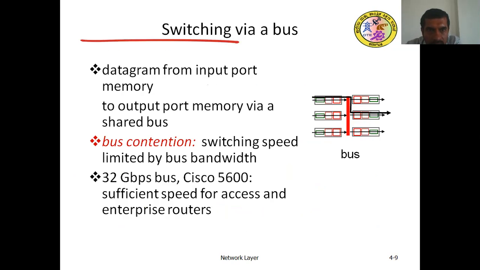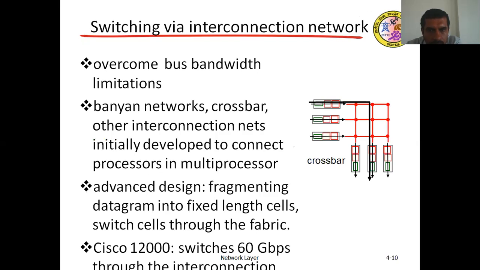Switching via bus: the datagram moves from the input port memory to the output port memory via a shared bus. The switching speed is limited by the bus bandwidth. A 32 Gbps bus, as in the Cisco 5600 router, is sufficient speed for access and enterprise routers.